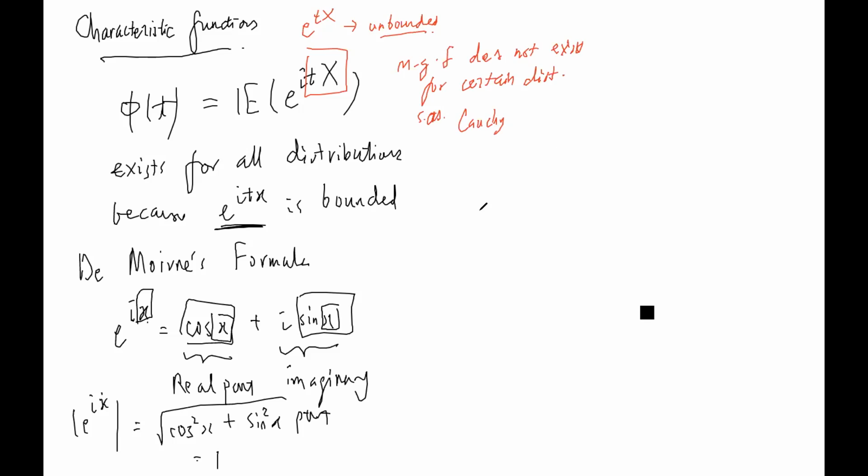Okay, so now the characteristic function exists for all distributions. And then the other thing is unique characterization.